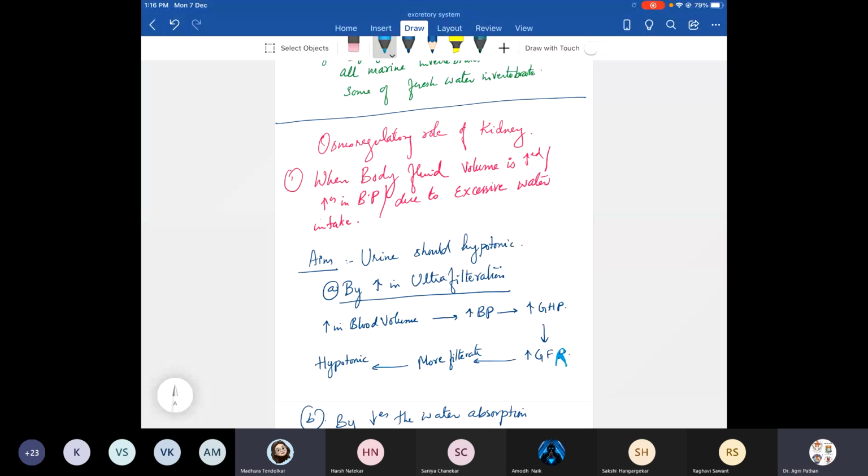Did you understand what I'm asking? When the body fluid volume is increased, there's an increase in blood pressure. So what should a person do? Should the person throw lots of water out of the body, or preserve or conserve the water?